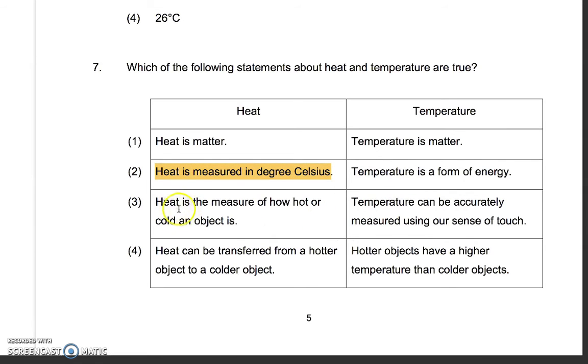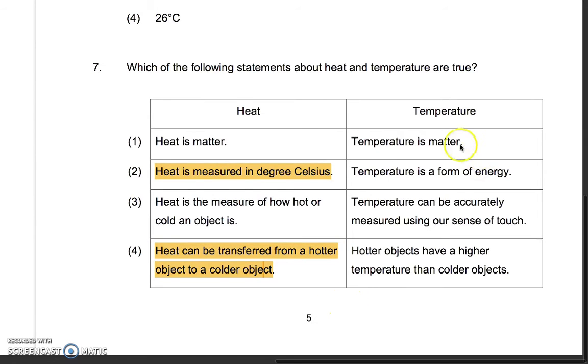Now, next one. Heat is a measure of how hot or cold an object is. This is not correct. It is temperature that is a measure of how hot or how cold an object is. Heat is just the amount of energy that is present. Okay? Number 4, heat can be transferred from a hotter to a colder object. Yes, heat can only be transferred from a hotter to a colder object. Alright, so number 4 is correct.